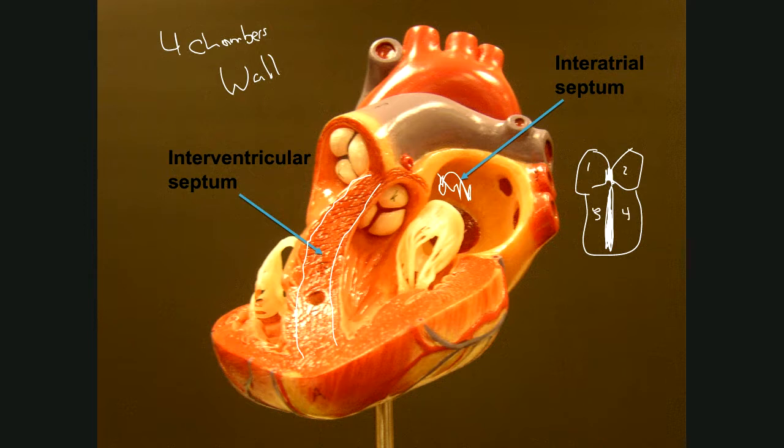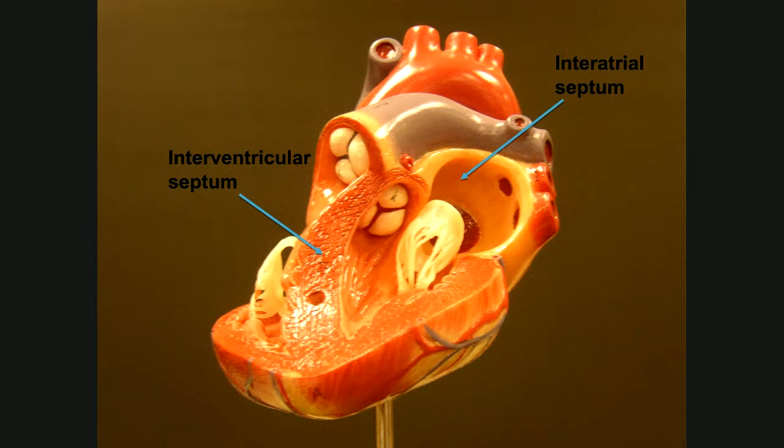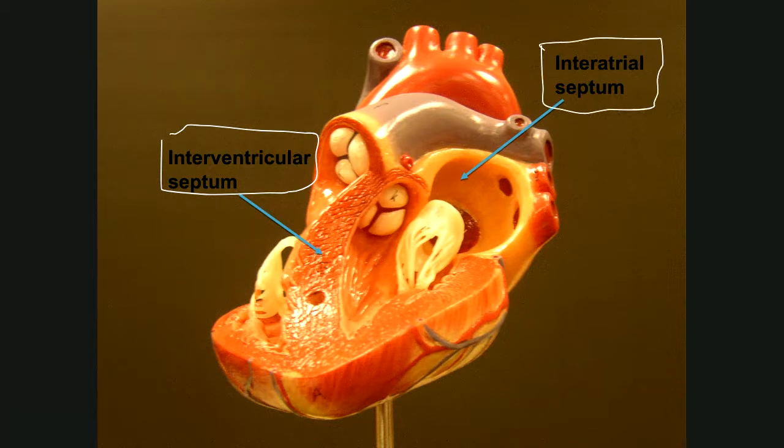Well, the word for wall is septum. So there's a septum between ventricles, and so it's called the interventricular septum. There's a septum between the atria, so it's called the interatrial septum. So if I were to draw it again, here's my interatrial septum right here. It's a solid wall. And if I were to draw this one again, here is my interventricular septum. It's a solid wall, and there's no openings, no space, solid wall.